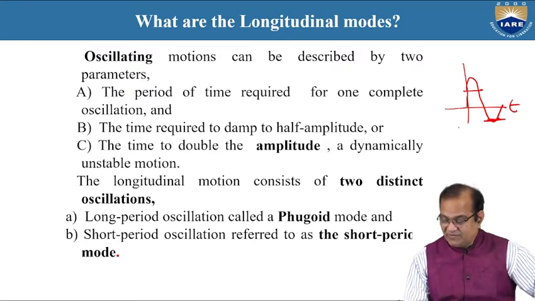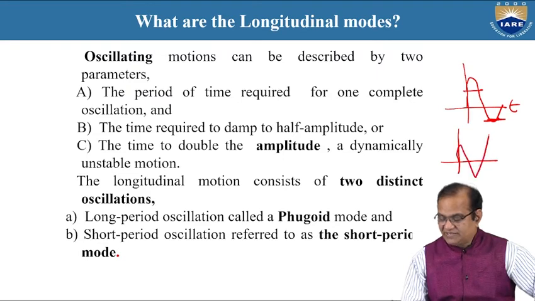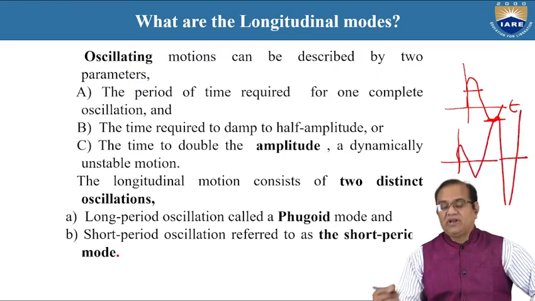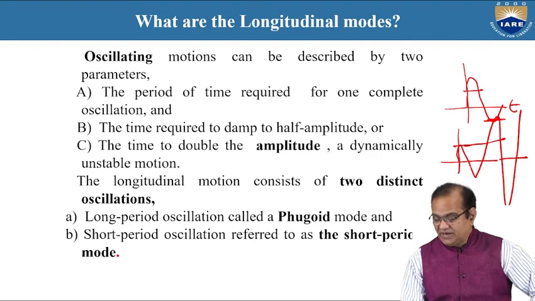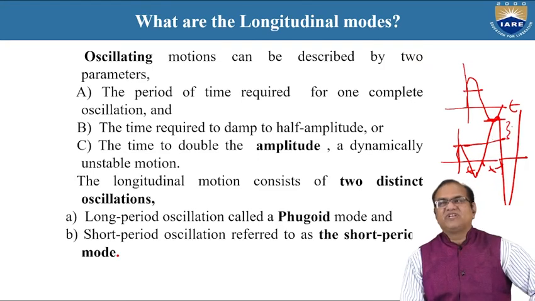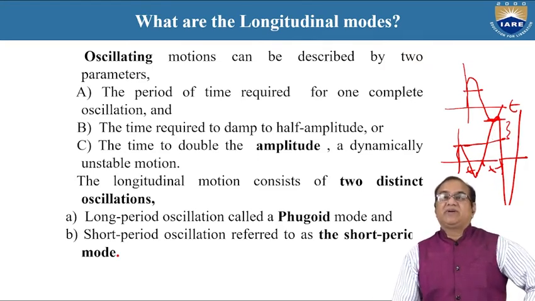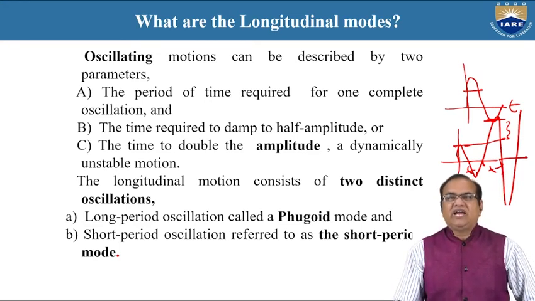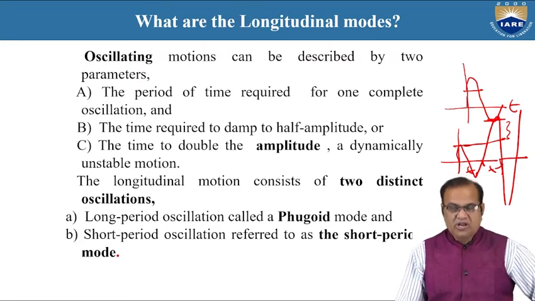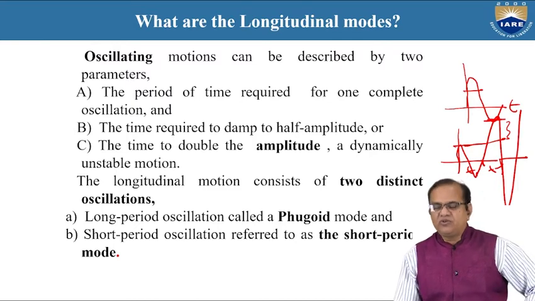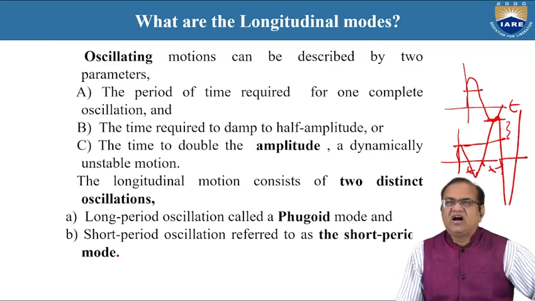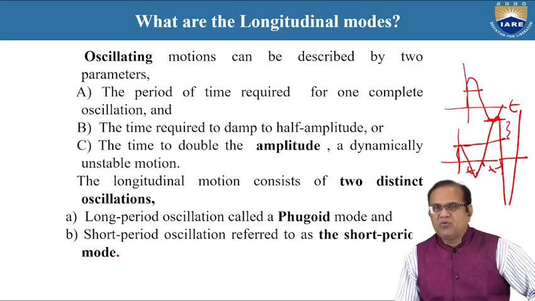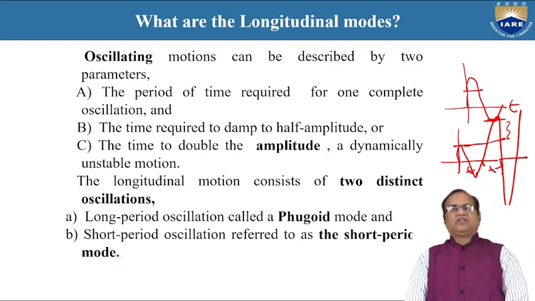The third case is if it goes like this, it doubles. How much time? You see here, this is T1 and from here T2, it is doubling. If it doubles, it is a dynamically unstable motion. The longitudinal motion consists of two distinct oscillations: the long period oscillation called the phugoid mode, and the short period oscillation referred to as the short period mode. So in the longitudinal case, we have two modes.